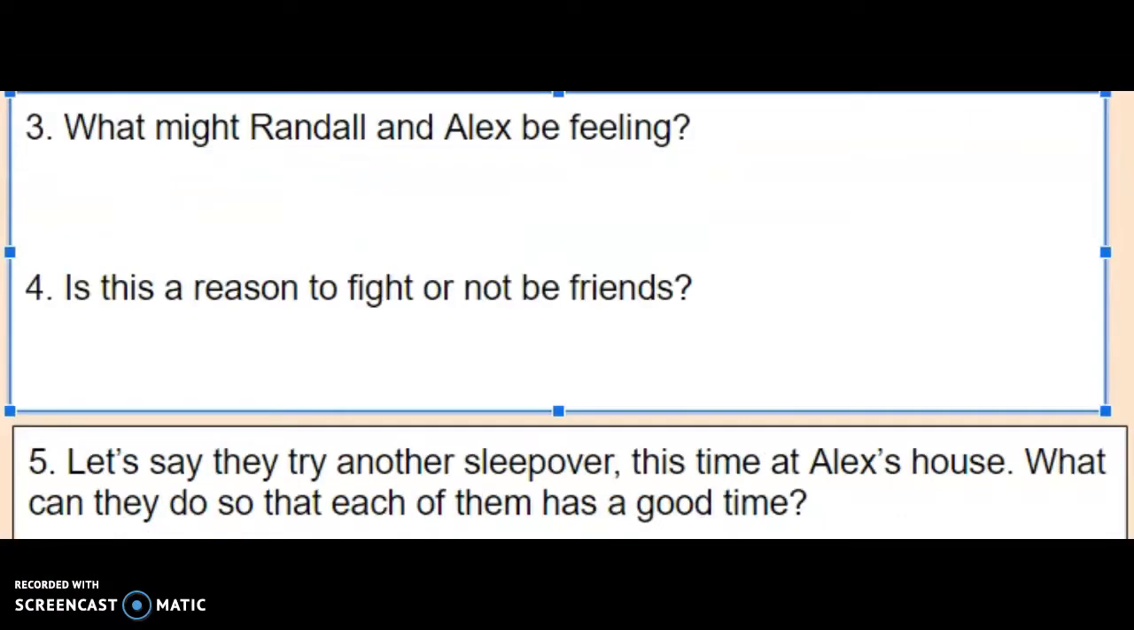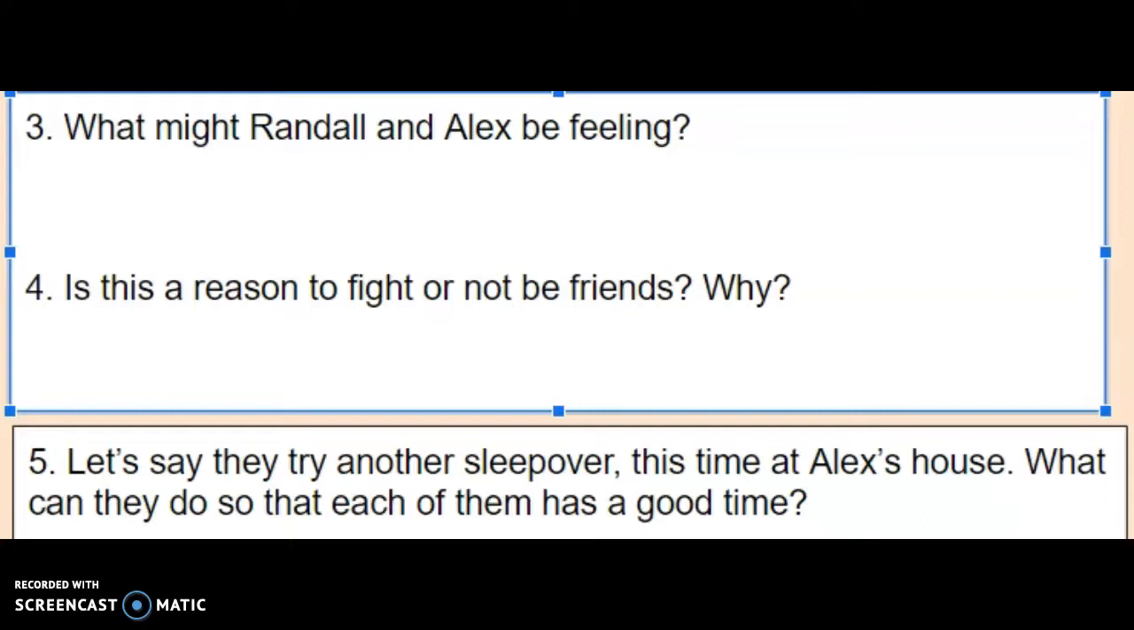Alex and Randall had very different feelings about the sleepover. This is because they preferred to play in different ways. Everyone has preferences, or things they like more than other things. Randall prefers his room to be neat and not messy. But Alex prefers something different, to play hard, regardless of the mess it makes. Now, is this a reason to fight and not be friends again? Answer question number 4. Don't forget to answer why. Why or why not?